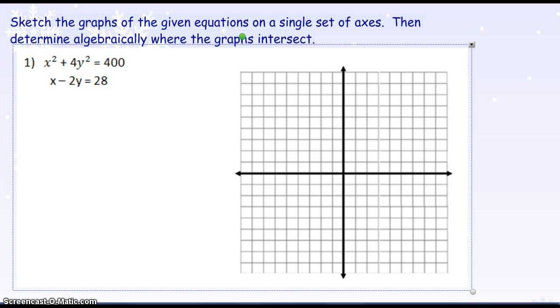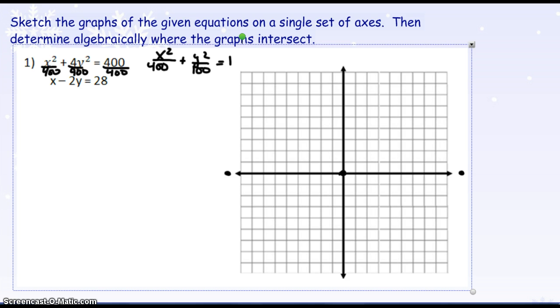To put it in the right form, we would divide everything by 400. So you have x squared over 400 plus y squared over 100, and that equals 1. You put a center right at 0, 0. The square root of 400 is 20. So 2, 4, 6, 8, 10, 12, 14, 16, 18, 20 is right out here and right over here.